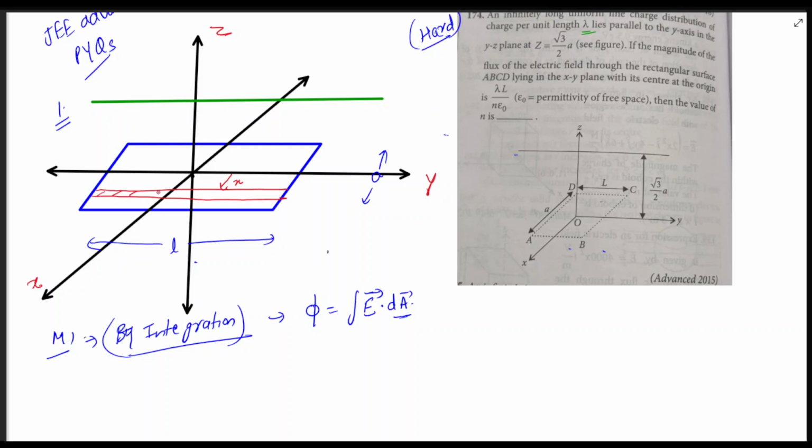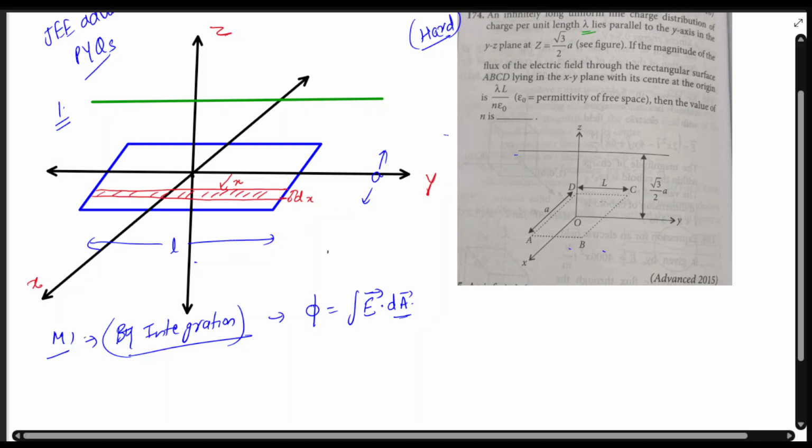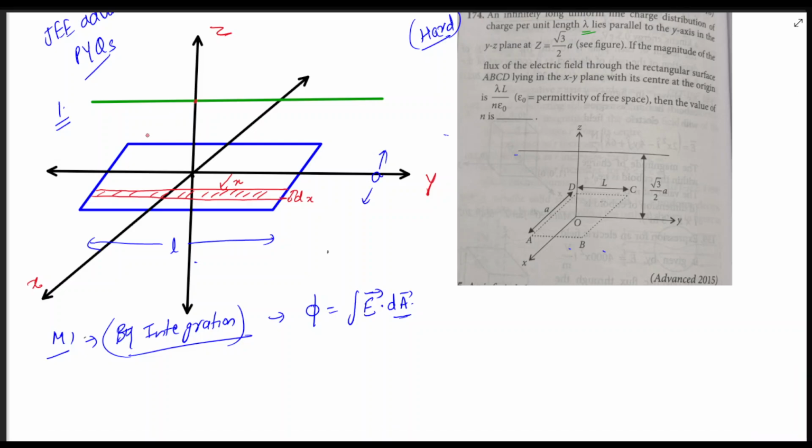Are you with me? You're getting how I'm taking an integrating element. This is our whole plate, and we are taking a strip of it whose length is actually L, but width is dx. Now we have to find the electric field at this strip. Let me make a diagram. From here, at every point it will be like this.